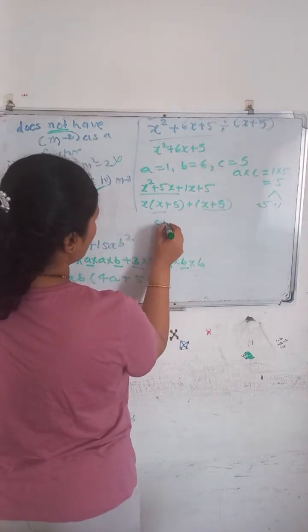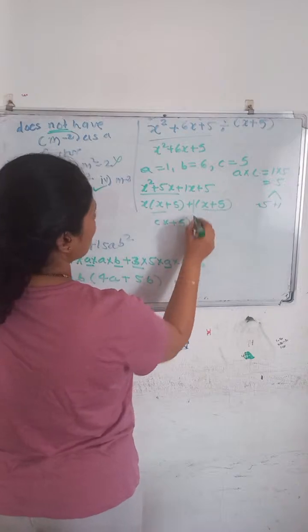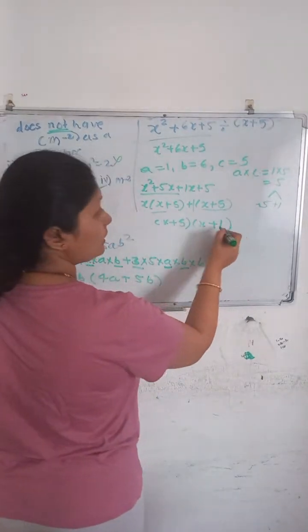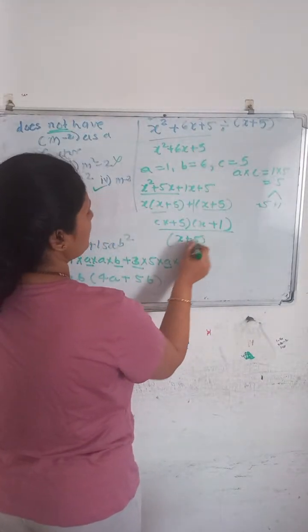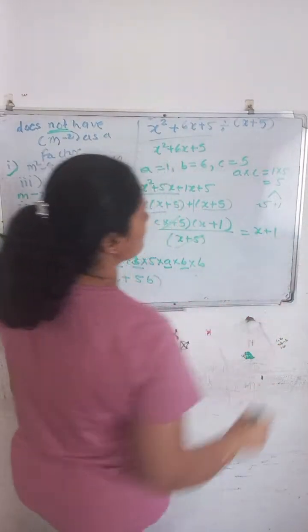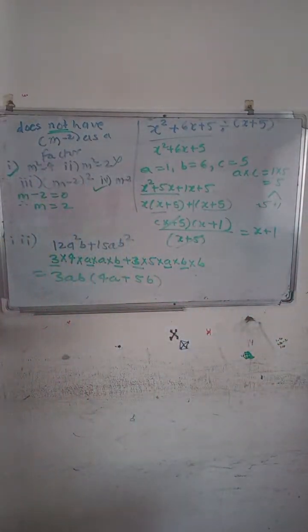So x plus 5 is again common, and x nothing is there, that means 1. So x plus 1. The question is not completed here, there is divided by x plus 5. So this gets cancelled and you will get x plus 1 as the answer. Getting this? So like that you have to solve. These are all for 1 mark questions, but sometimes they will ask this question for 2 marks also. So that's why I solved in detail. Everywhere I use proper steps, so that everyone can understand.